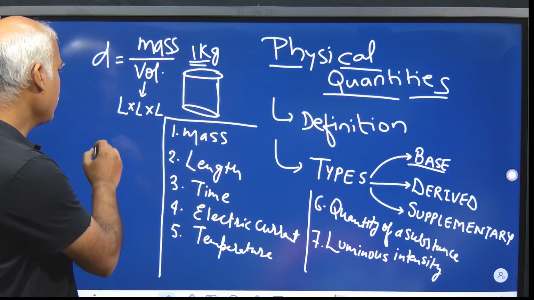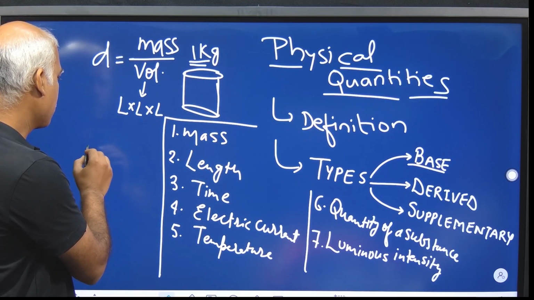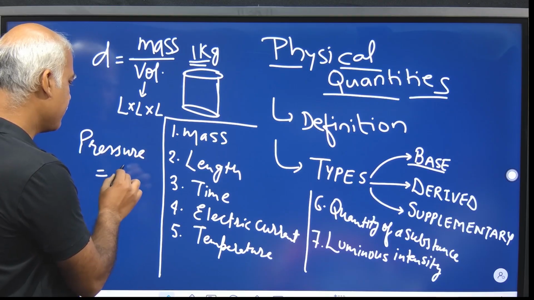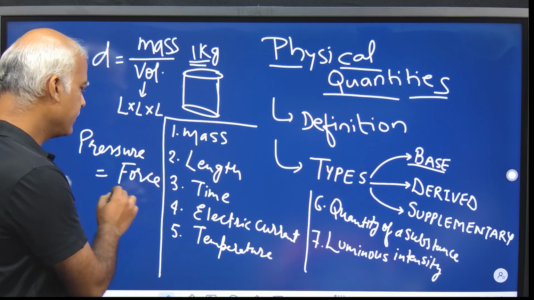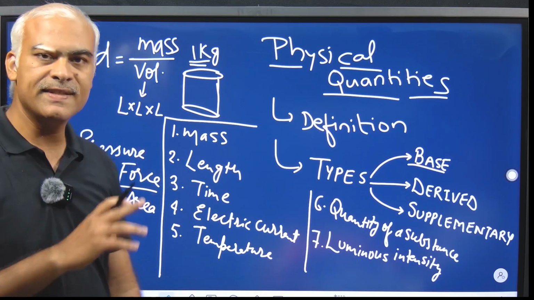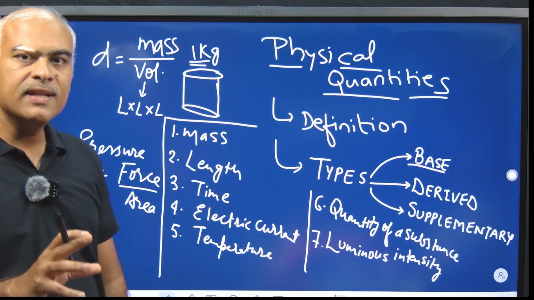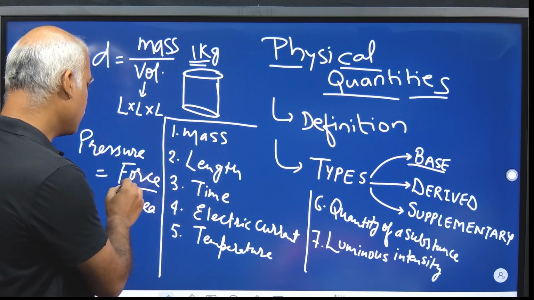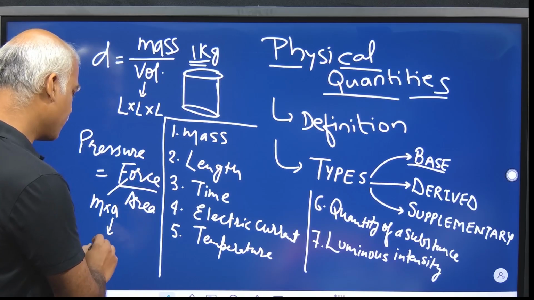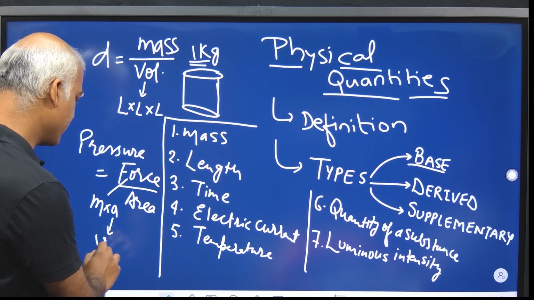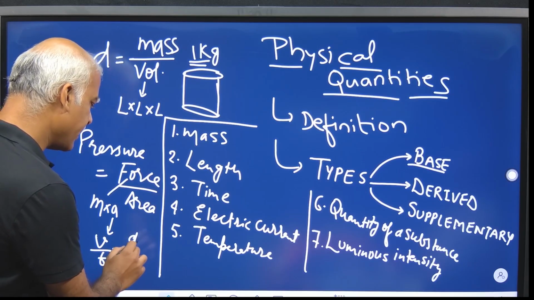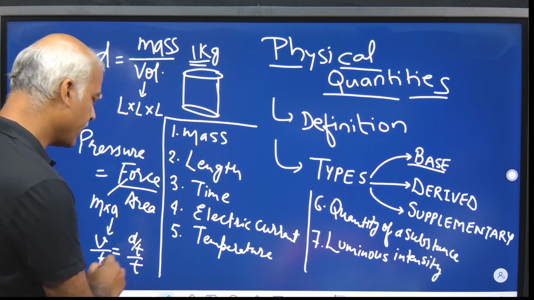You can take any example. For example, if I take the example of pressure, pressure is equal to force divided by area. Now, if pressure is force divided by area, we will say that force is itself a product of mass and acceleration, and acceleration further is basically the ratio of velocity divided by time. That velocity is again displacement upon time, again divided by time.